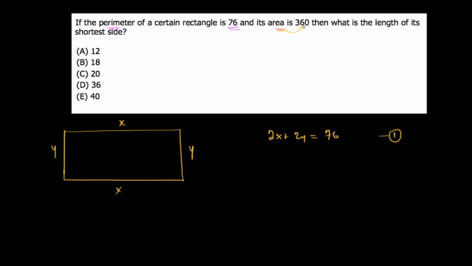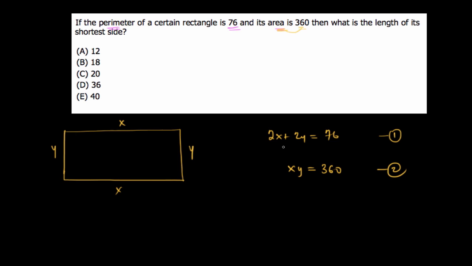And then the area is 360, so when you multiply x times y, that is xy, because the area of a rectangle is just the length times breadth. That's x times y. We're told it is 360, so we'll call this equation 2. Then it says find the length of the shortest side. So it's as if you want to solve a simultaneous equation.